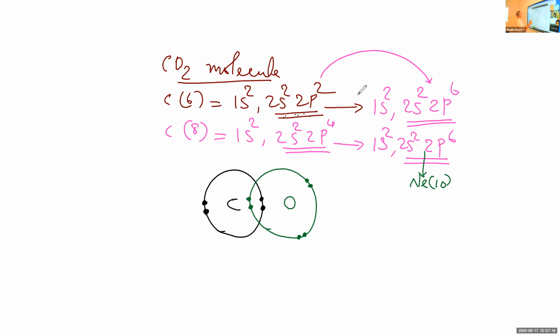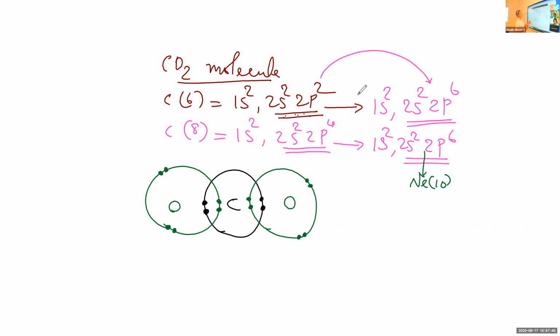Similarly, you take the second oxygen atom, show the outermost shell of the oxygen atom. There are 6 electrons. Show the 6 electrons like this. This is the electron dot representation of the molecule. That is the structure of a carbon dioxide molecule.